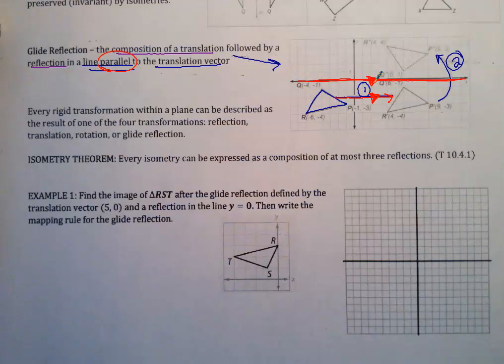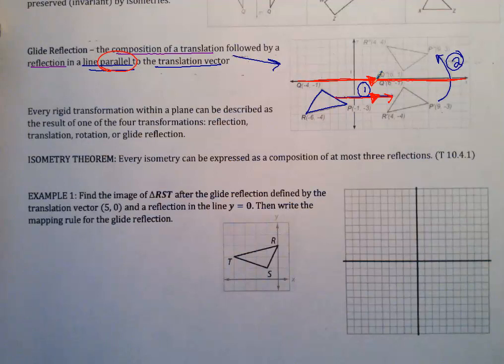So every rigid transformation within a plane can be described as the result of one of the four transformations. Okay, so every single one can be described as a reflection, translation, rotation, or a glide reflection. But again, a glide reflection is kind of cheating, right? It's a translation and a reflection combined. Okay, we can talk about that later.